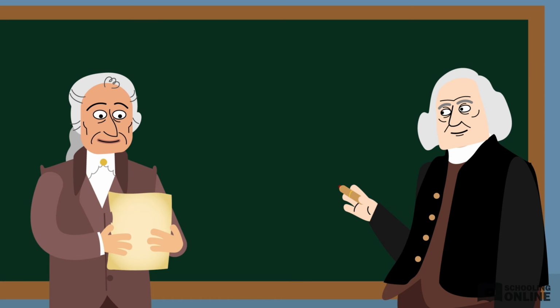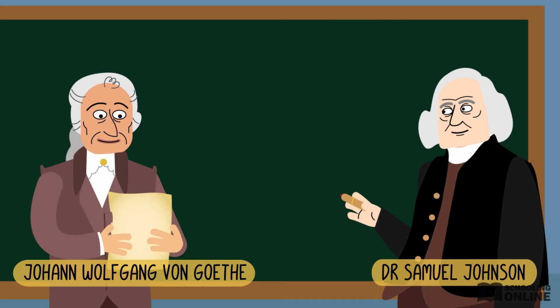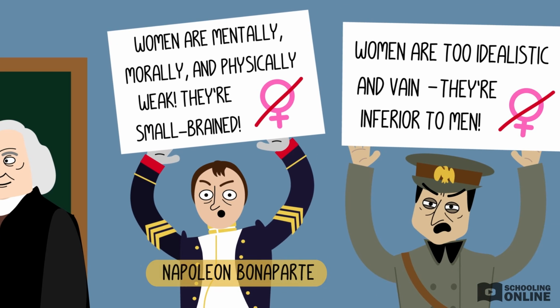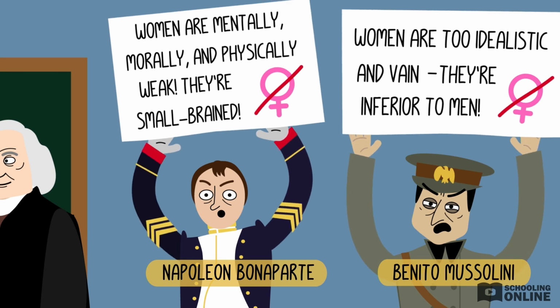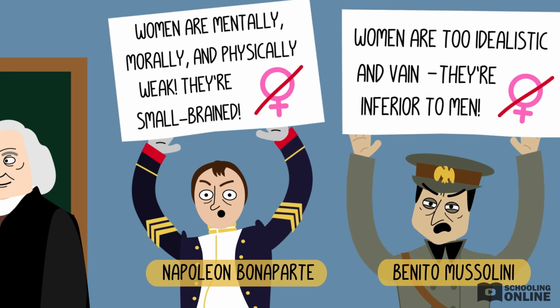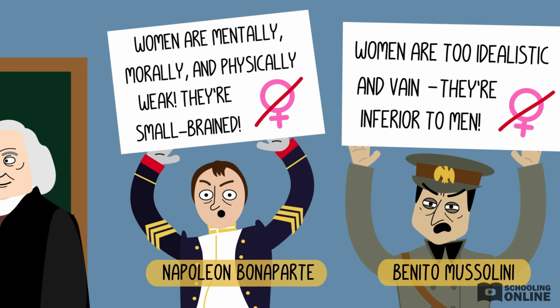What the narrator has discovered is a mass of contradictory opinions, many of which are just offensive. Some of these male authors, like Goethe and Dr. Samuel Johnson, believe women to be highly capable, intelligent, and even divine, while others, like Napoleon and Mussolini, see women as weak, soulless, and inferior to men in every possible way. Yikes.